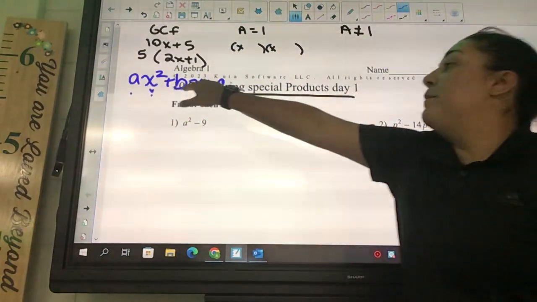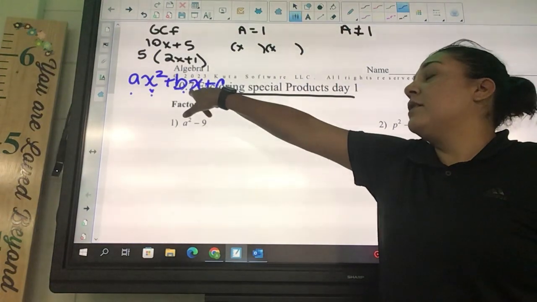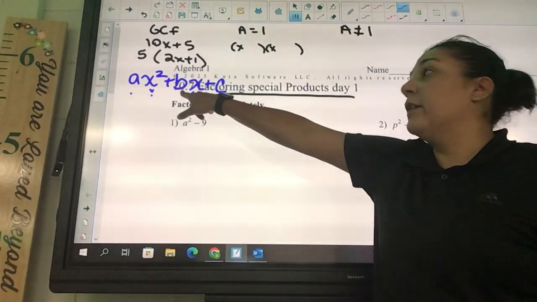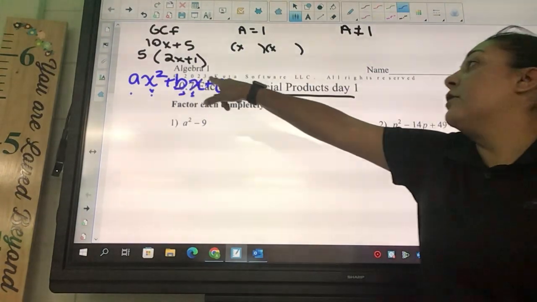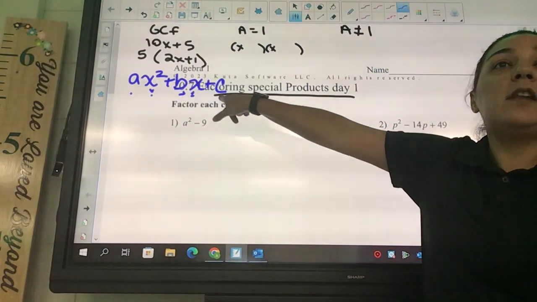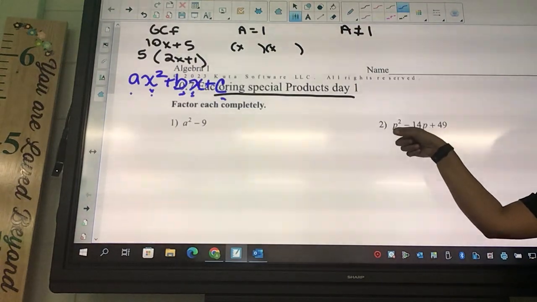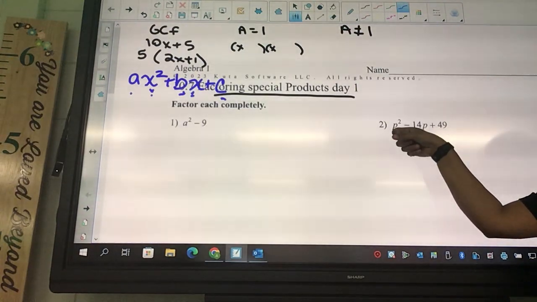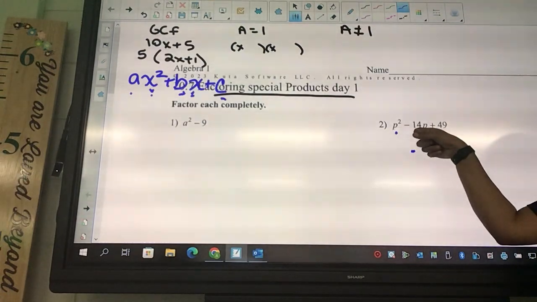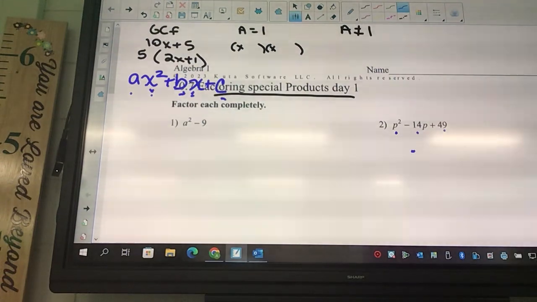The bx, whatever has just an x, only one of them, and no little power with it, is going to be your b piece. Your c is always just the number with no letters. So if we look at this, that's a, which is what? What's a here? 1. This is b, negative 14. And c is 49.